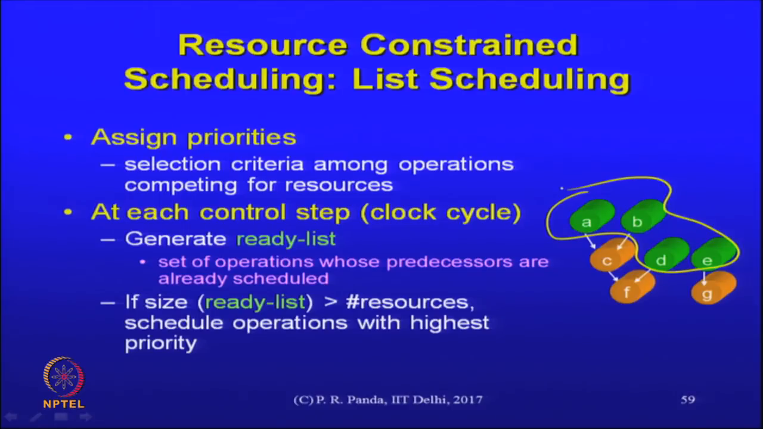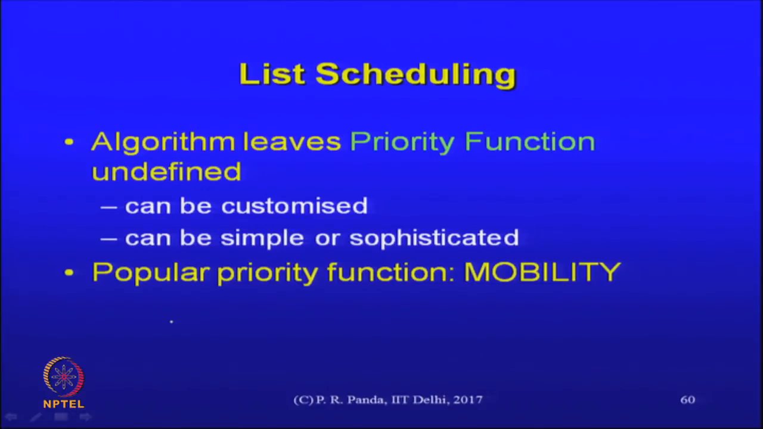Although this is a local decision that is being taken, the impact is more global, the impact of the choice of the subset here. So, that is where this priority comes into the picture, and we try to schedule the operations with the highest priority. So, somehow the idea of a priority is associated with all the nodes, and you sort the nodes in order of their priorities and pick up the highest priority nodes for scheduling in that control step or clock cycle. In fact, that is what the idea of list scheduling is.